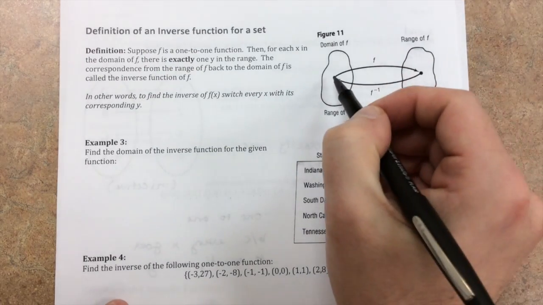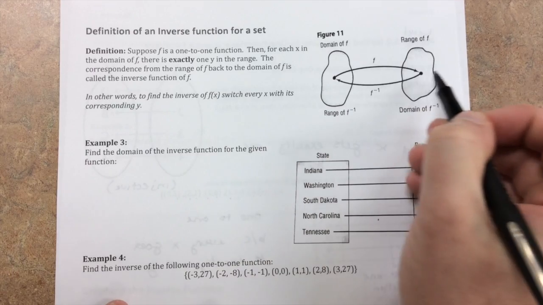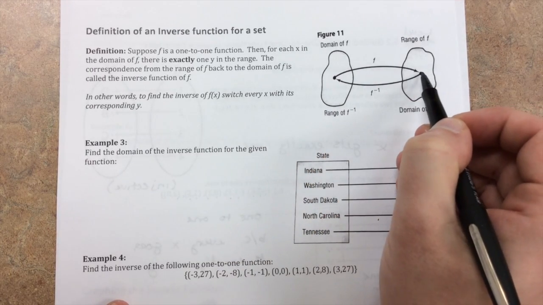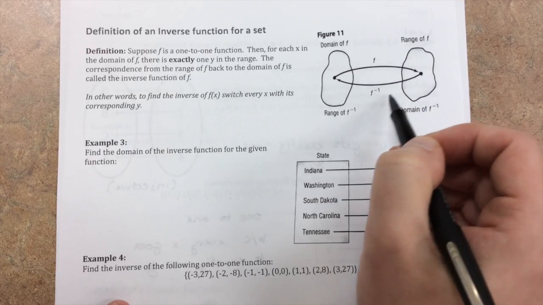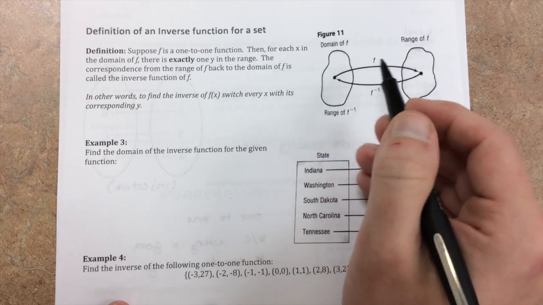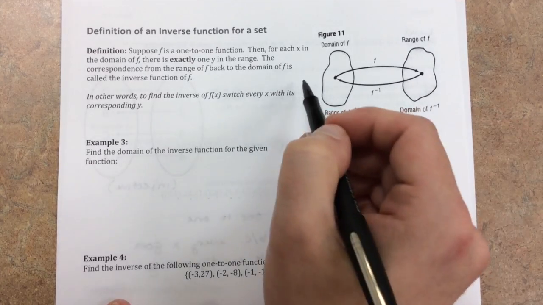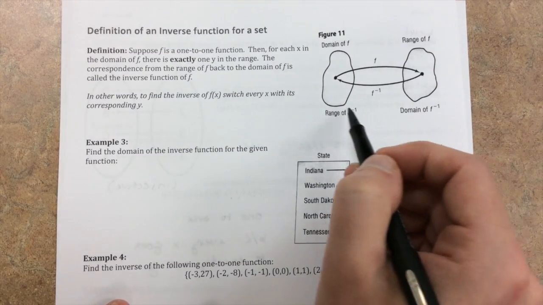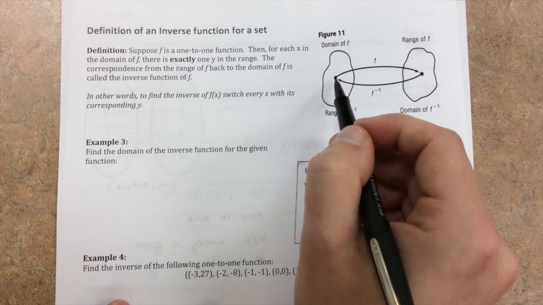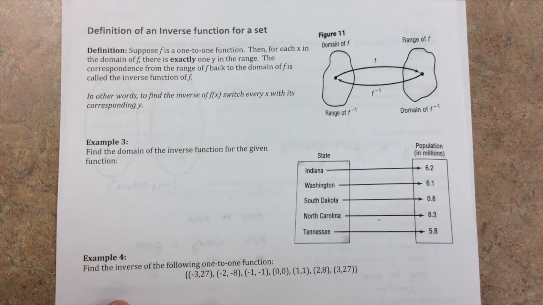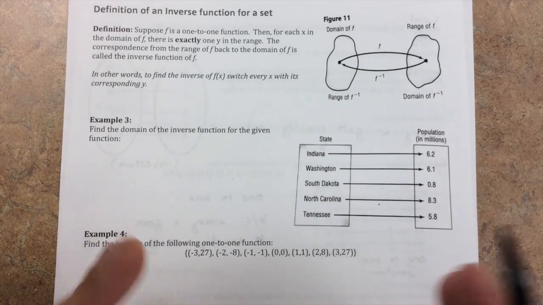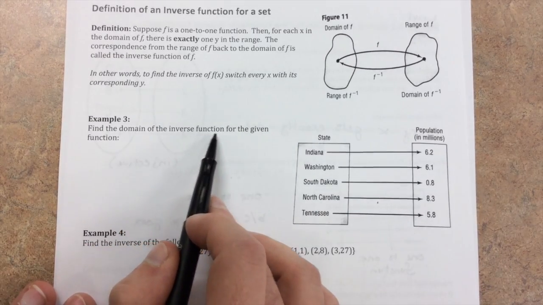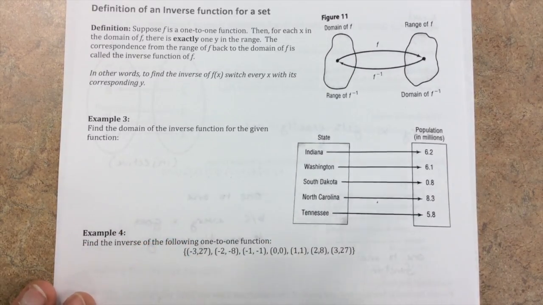And really what it does is, if we have a map, let's say this is our domain and this is our range, we plug in a number in our domain and it maps to our range. If we wanted to get back to the original, we need something that undoes what we just did. So our range then becomes our domain, and the domain of our original function becomes our range. We're just switching our x's and our y's. So let's start off with something easy. Find the domain of the inverse function for the given graph.